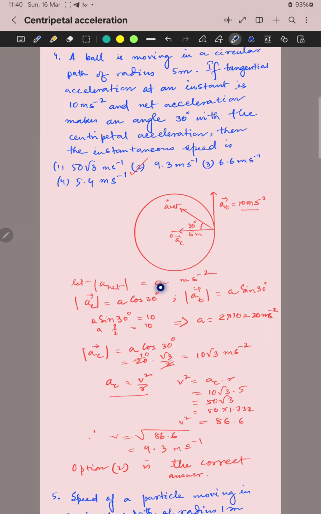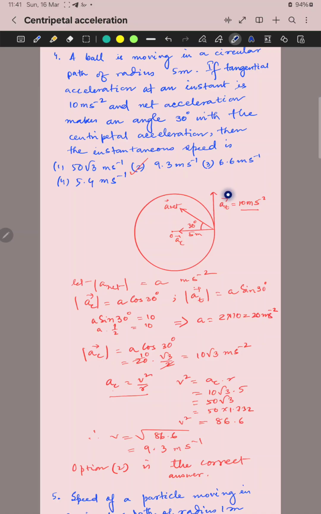So let us suppose a net is equal to a. Now this a net can be resolved into two components. The vertical component is the tangential acceleration and the horizontal component is the centripetal acceleration. So we can write a_c equals a cos 30 degree and a_t equals a sin 30 degree. A sin 30 degree is given as 10. Substituting sin 30's value, we get a equals 20 meter per second square.